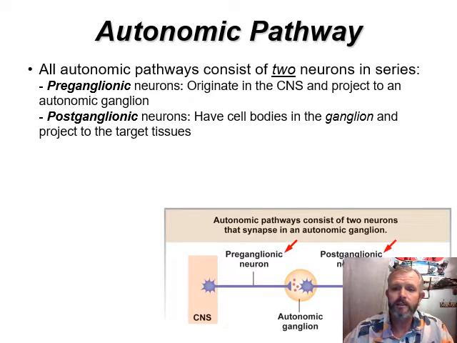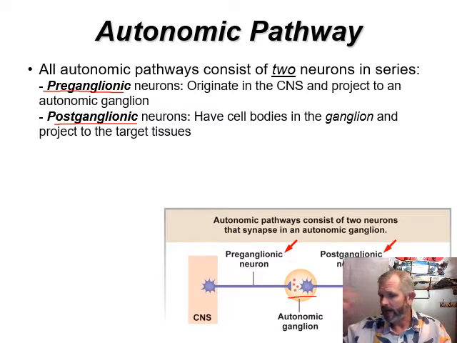And so the two neurons are labeled preganglionic and postganglionic. This is because these two neurons are going to synapse in an autonomic ganglion. If you remember, ganglions are... nerve fibers are axons. What is the ganglion made of? Outside of the central nervous system, a ganglion is a cluster of cell bodies, and that is where we're going to synapse.